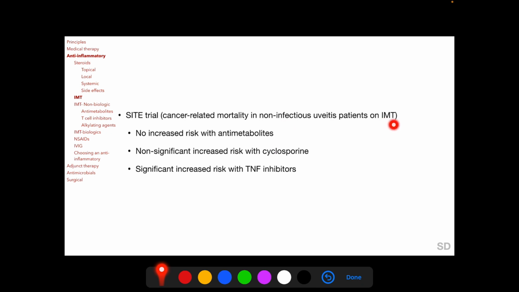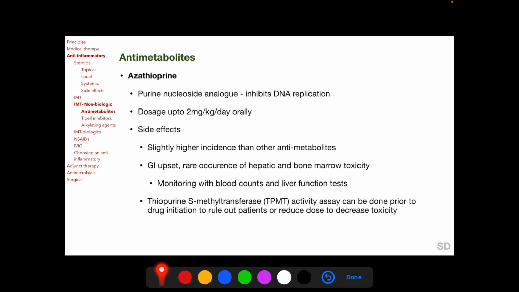However, they did not include alkylating agents in this trial because they were already known to increase cancer-related mortality, and it has been found that there is no increased risk with antimetabolites, which include azathioprine, methotrexate and mycofenolate mofetil, non-significant increased risk with cyclosporine, a T-cell inhibitor, and significant increased risk with TNF inhibitors. And among the antimetabolites, we have azathioprine, methotrexate and mycofenolate mofetil.